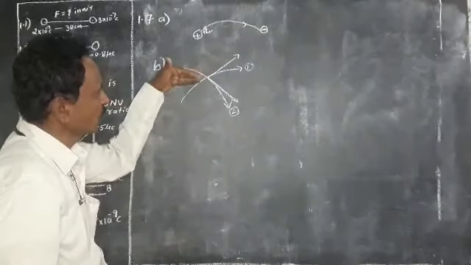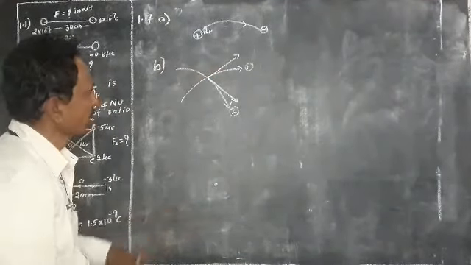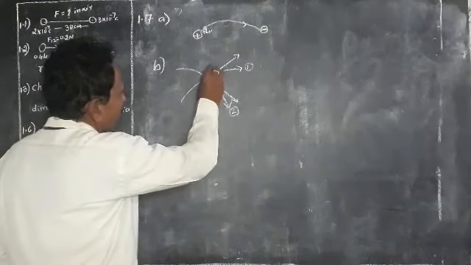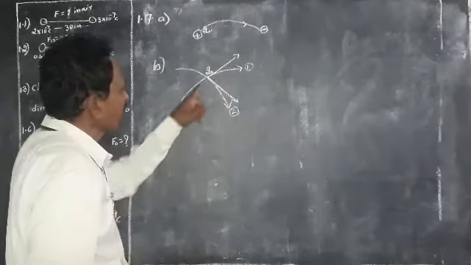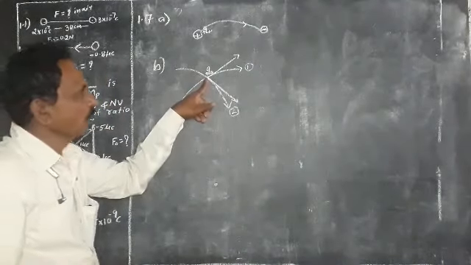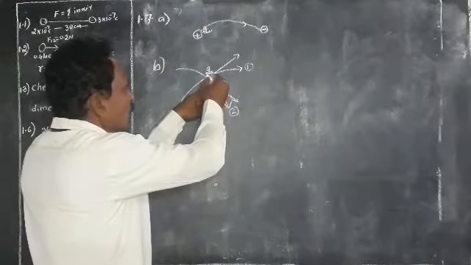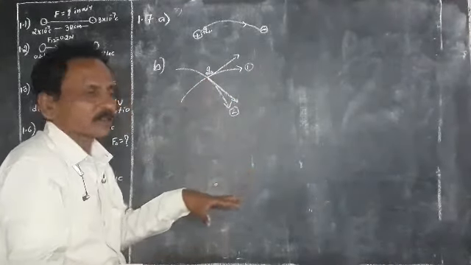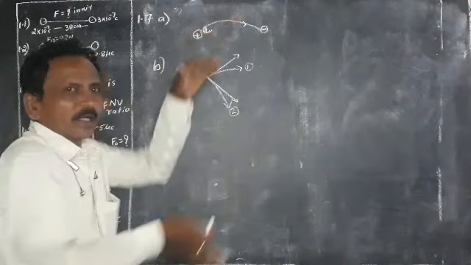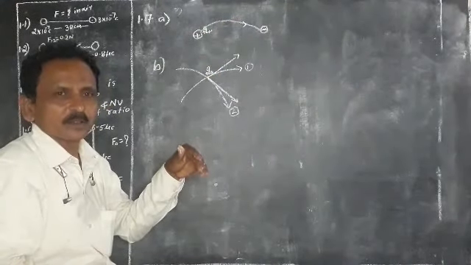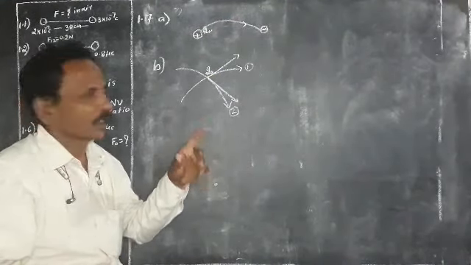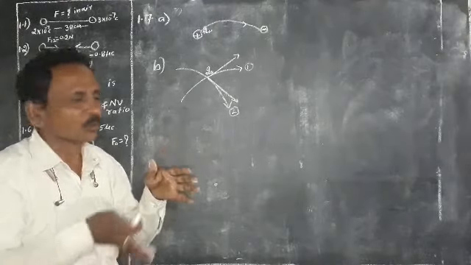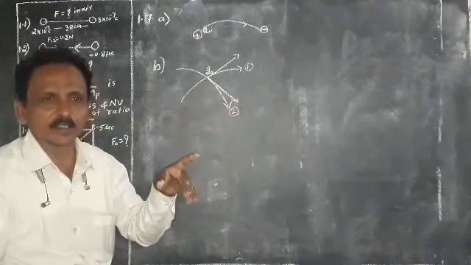These tangents give the direction of field lines. And now, if a test charge plus Q naught is placed at the point of intersection, it has to move along two directions simultaneously. At once it should move along two directions. Is it possible? No. A body can move along only one path at a time. It cannot move along two directions simultaneously.